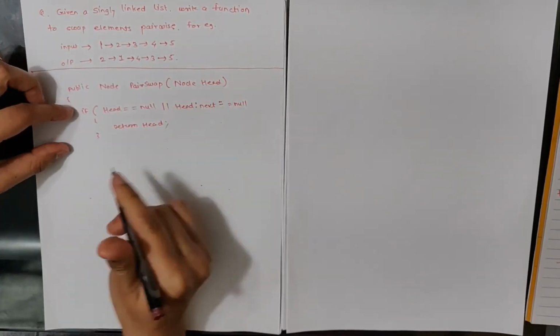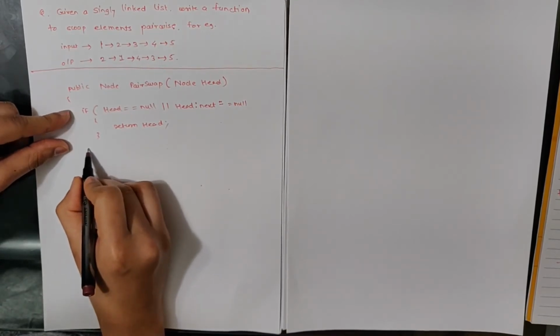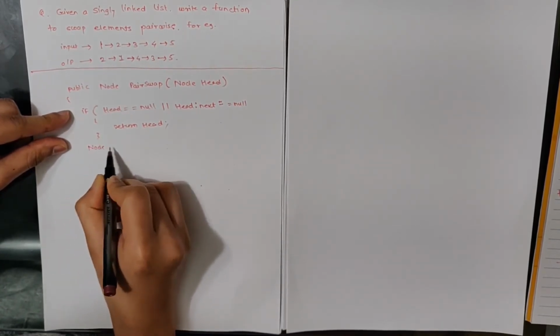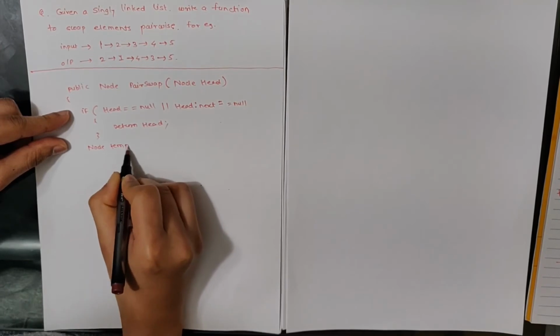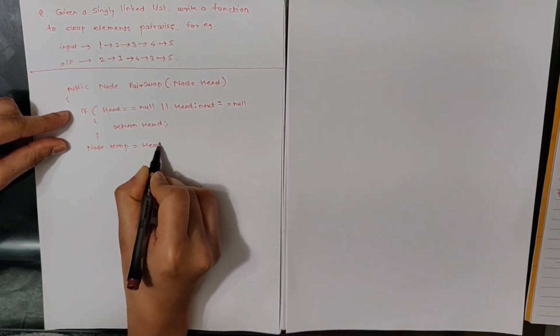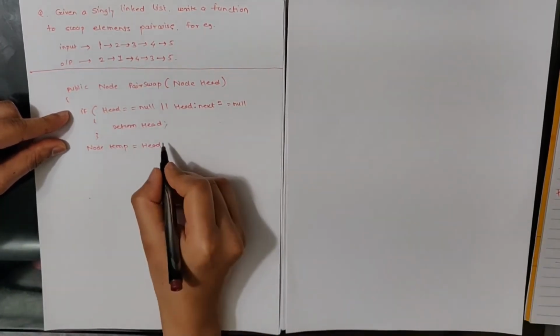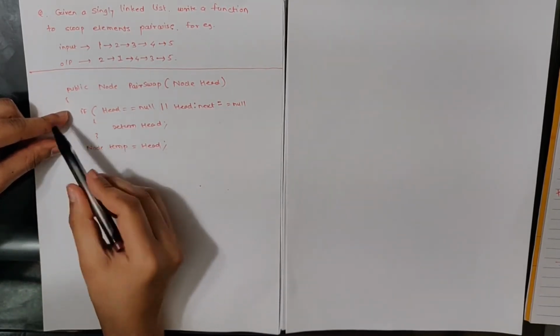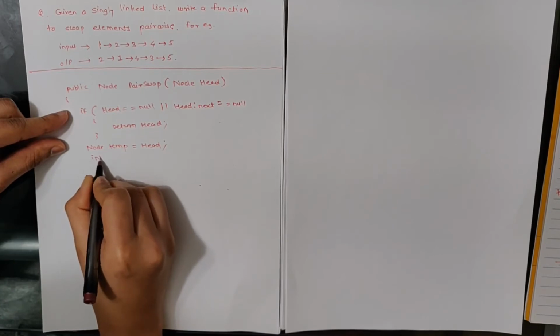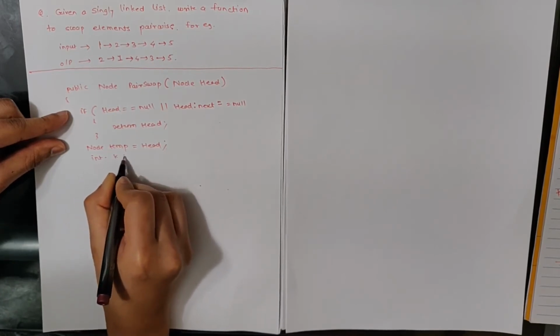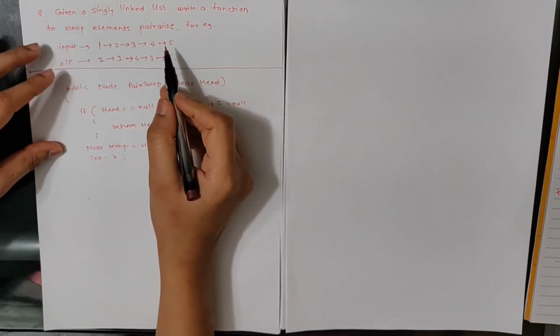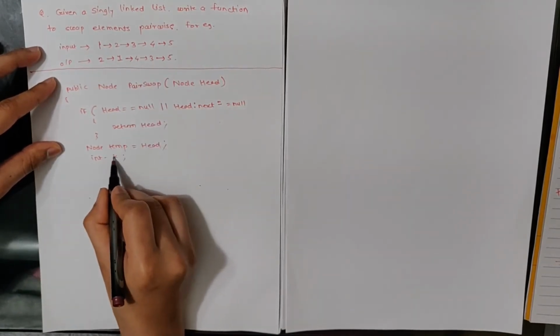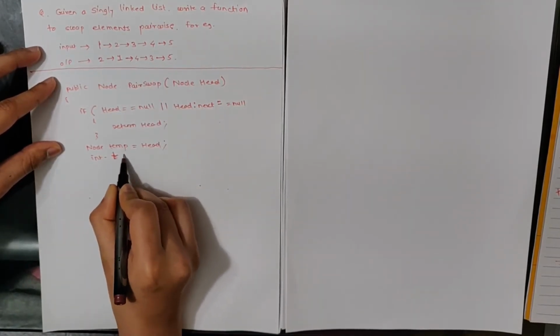And if it is not true, then we will initialize one node, that is temp, to head. We will initialize this here, head, and now we will use one variable, given that the data in the list contains integers. Now we will use the variable t.